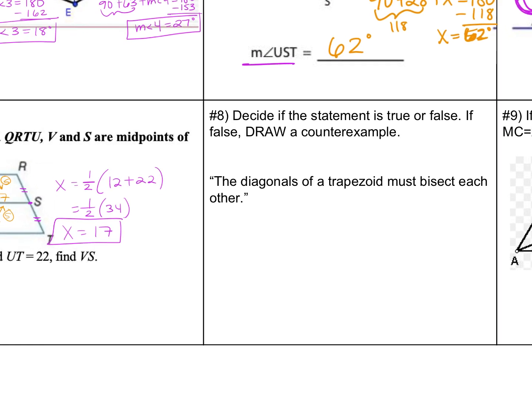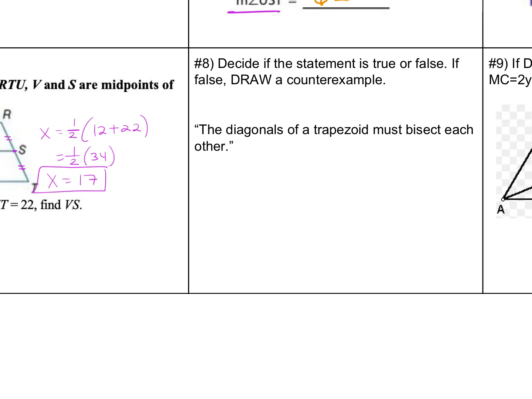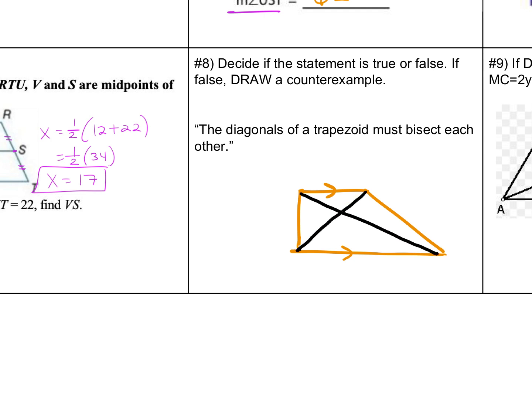All right, number 8 says, decide if the statement is true or false. If it's false, draw a counterexample. This says the diagonals of a trapezoid must bisect each other. Do they? No. This is false, right? If you draw a trapezoid, and it doesn't say isosceles, it's just any trapezoid. So I'm going to draw a dramatic trapezoid here. If I draw a diagonal here and a diagonal here, you can tell that this is not the same length as that, right? Those are very different lengths. So that means they do not bisect each other.